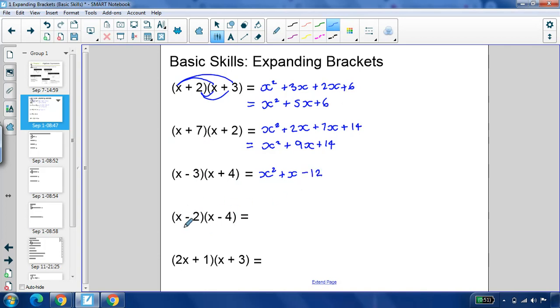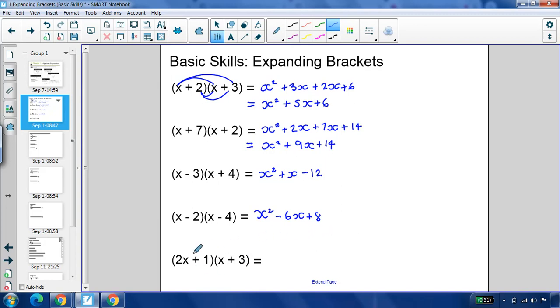Let's move to this one. So I'll have x squared again. Then I've got a minus 4x and a minus 2x. Minus 4x minus 2x is minus 6x. And then minus 2 multiplied by minus 4 is 8. Be careful of your negatives.